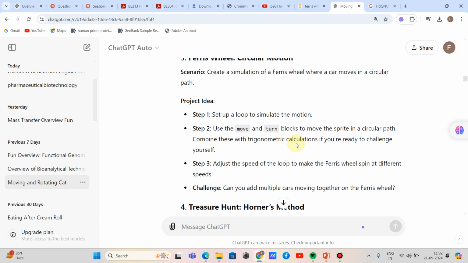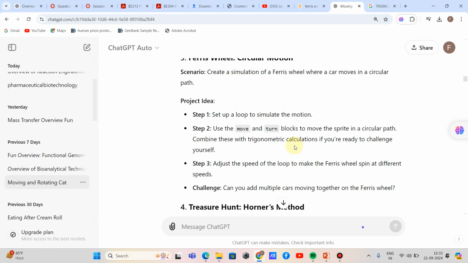And turn will rotate by a particular angle, but I am using the trigonometric radian system, so I'm not rotating by directly using the turn angles, because it didn't make the trigonometric calculation easier for me. I was also supposed to adjust the speed of the loop to make the Ferris wheel spin at different speeds, but I used only one speed for Earth's circular motion. The challenge was to use multiple cars for the circular motion.